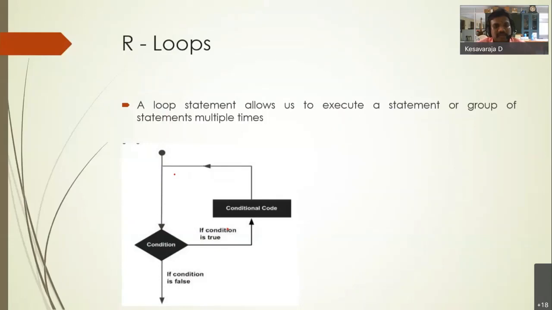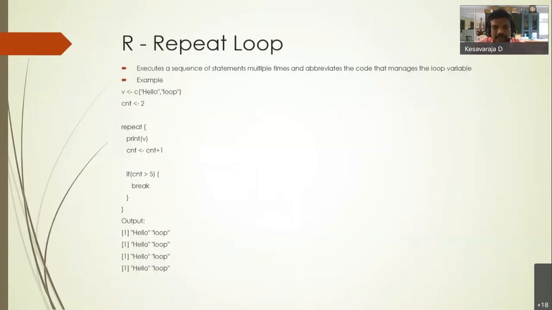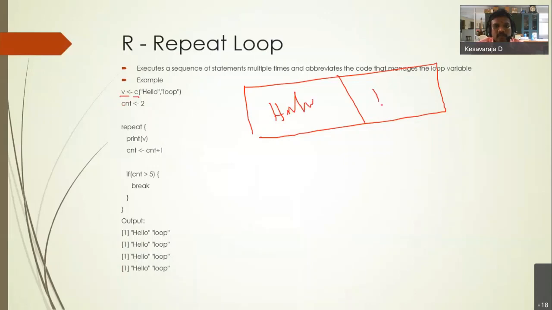Then next, looping statements. Please listen carefully. The first one was the if conditional statement, the second is the looping statement. Please see this basic program. V is a variable comprising c of hello and loop, two strings, the array marked with variable V. Now another variable called CNT is equal to 2.